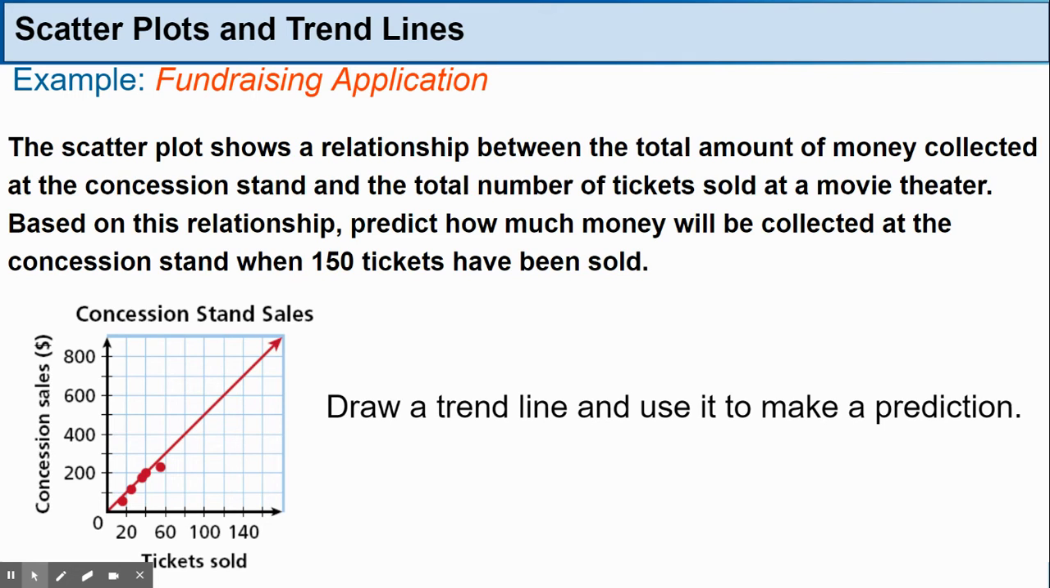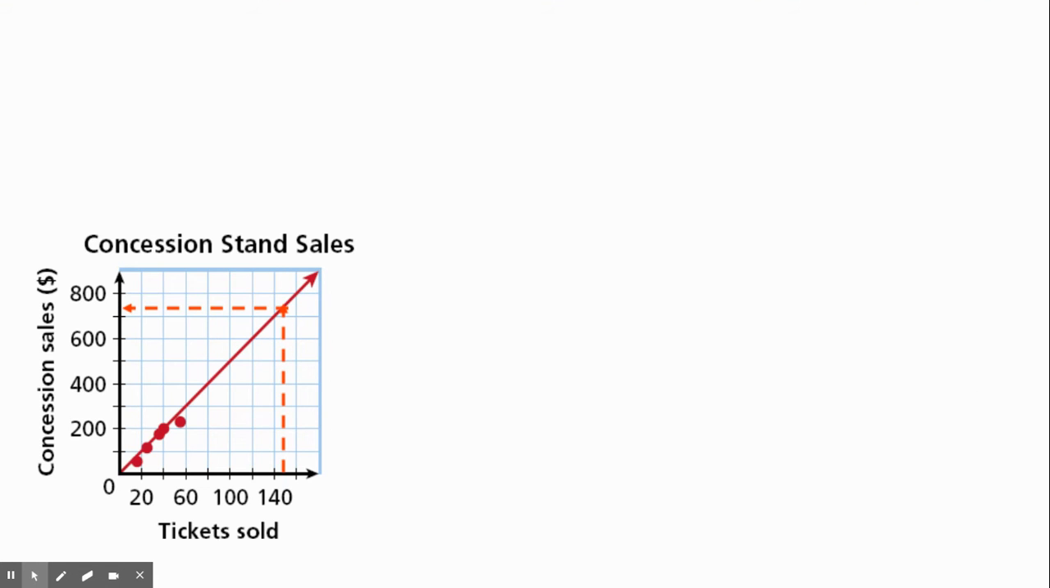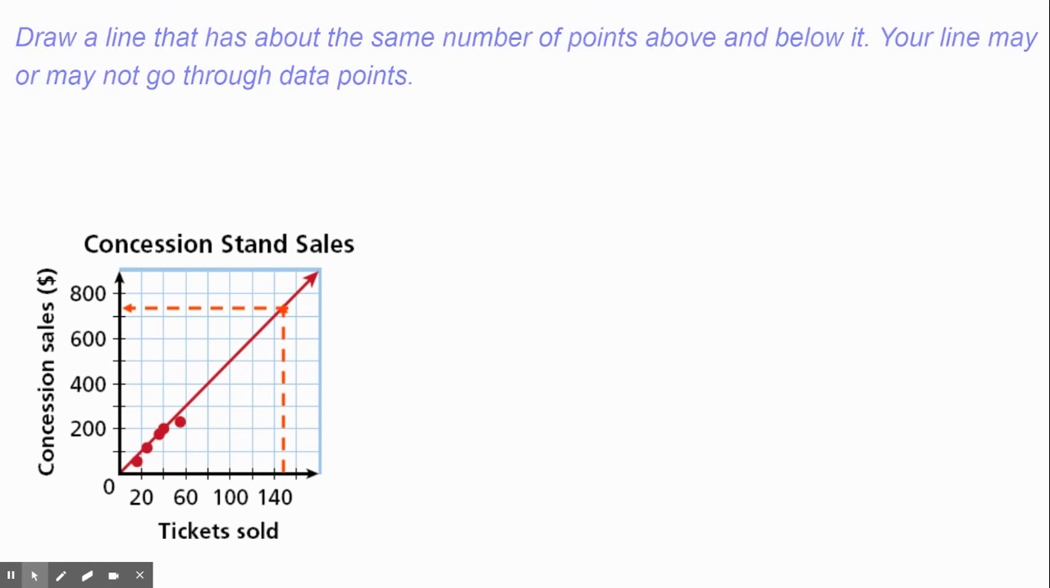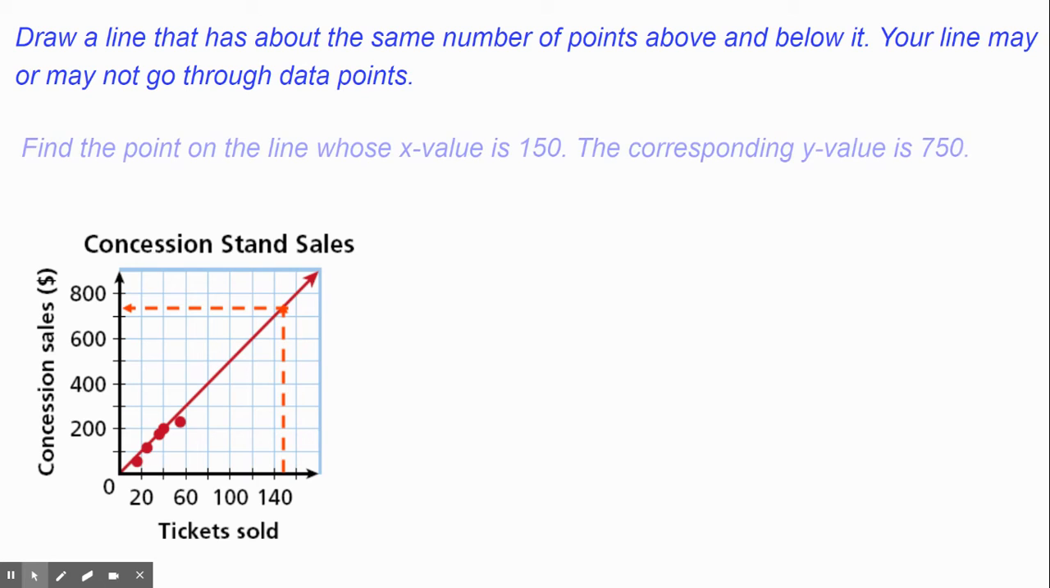So I already drew the trend line for you guys. I was trying to hit as many dots as I possibly could. Let me show you. You're trying to draw a line that has about the same number of points above and below it. You may or may not hit all of your data points. That's okay. You're just trying to hit as many points as you can.